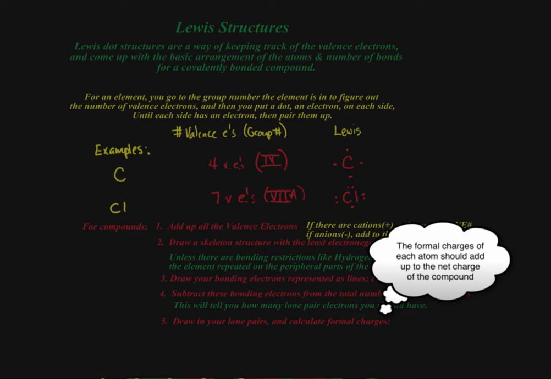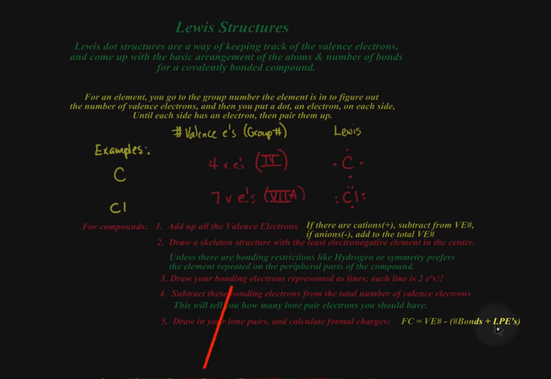All right, so if your formal charges don't add up to the net charge of the compound, then you probably did something wrong, or that's not a valid Lewis structure. How do you get formal charge? Just in case you forgot, there's a series of videos on that as well, but it's going to be the valence number of electrons minus the number of bonds plus each individual lone pair electron. Not the pairs, but each individual electron. Refresh your memory if you need to on formal charge.